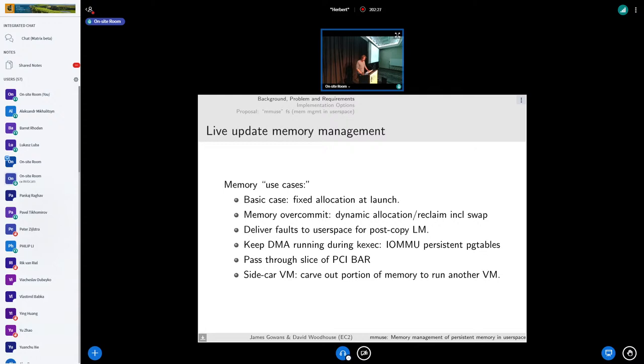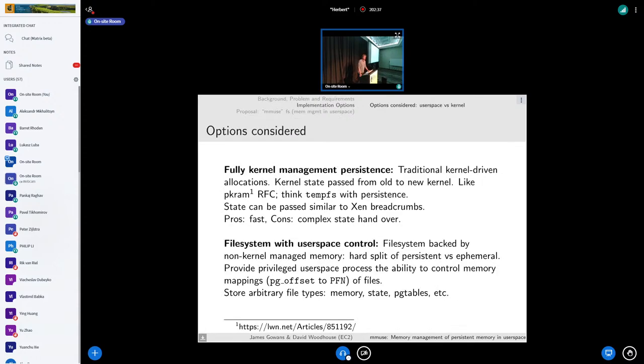So yeah, there's a lot of dynamism here, and whatever we look at to solve the problem needs to be able to cater for these sorts of techniques. Broadly, I think there are two ways that we could do this. The one would be a fully in-kernel managed solution, where the kernel would construct all of the state using traditional allocators and then pass it from the old kernel to the new kernel as part of the kexec process. Something like PKRAM, which was an RFC, was proposed for this sort of topic.